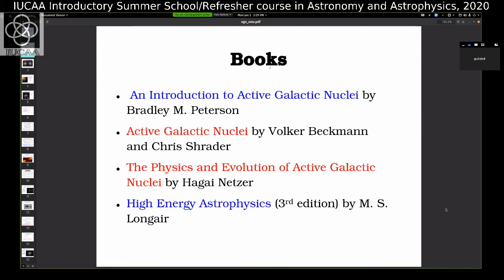So these are some of the books which I have listed. If some of you are interested to know more about active galactic nuclei, you can go through these books, particularly the book listed here by Peterson, which is an introductory book. And if you are going to start working in the field or want to know more, you can actually read this book.